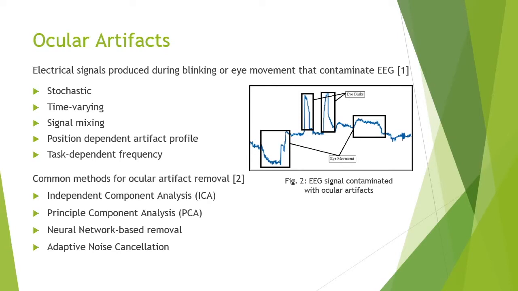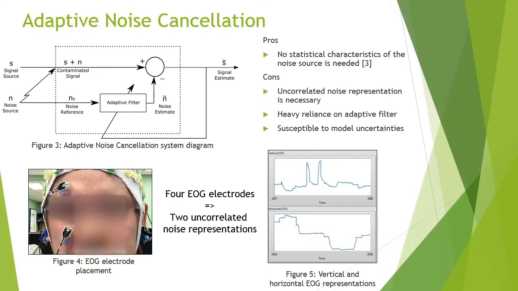Common methods for the removal of ocular artifacts include independent component analysis, principal component analysis, neural network based removal, and adaptive noise cancellation. Figure 3 presents the overall general system diagram for adaptive noise cancellation. Here we have two inputs, the signal source and the noise source. The signal source is made up of two components, the true EEG signal and the noise signal, over all channels.